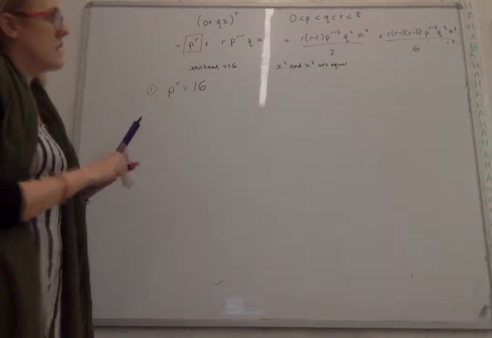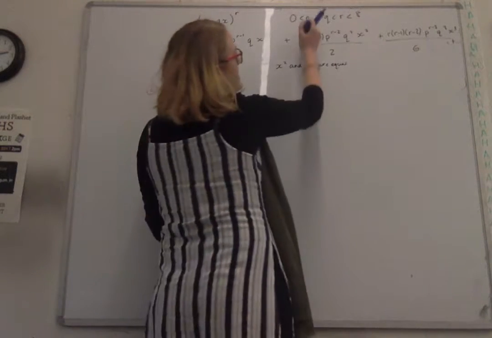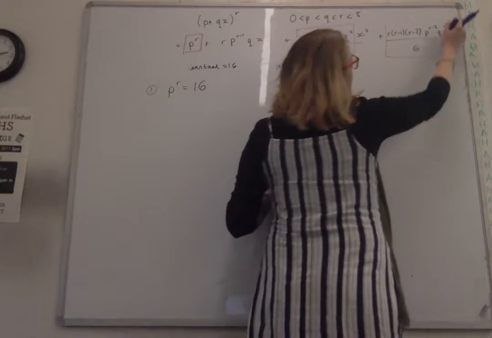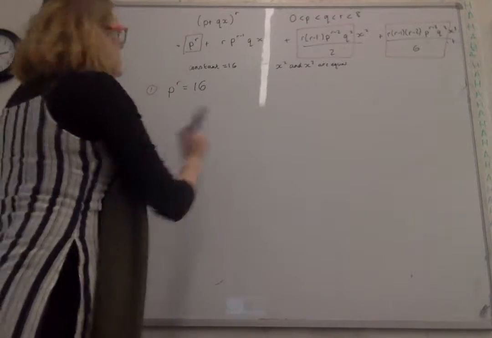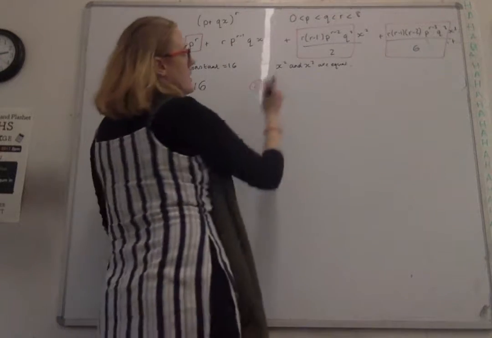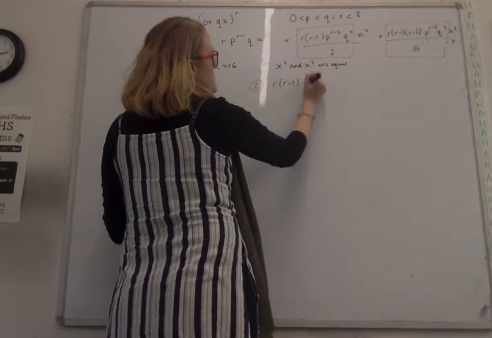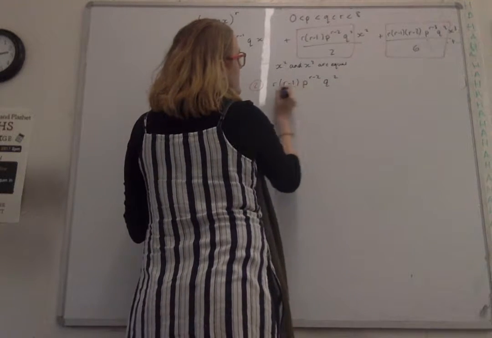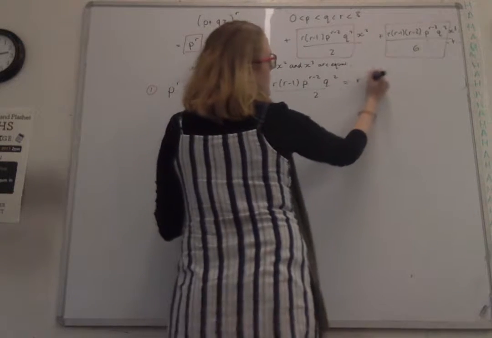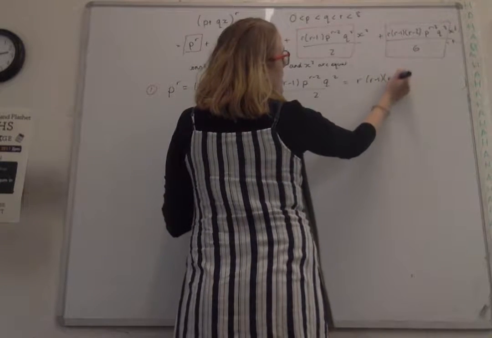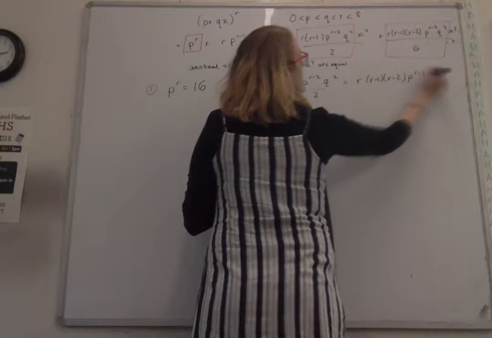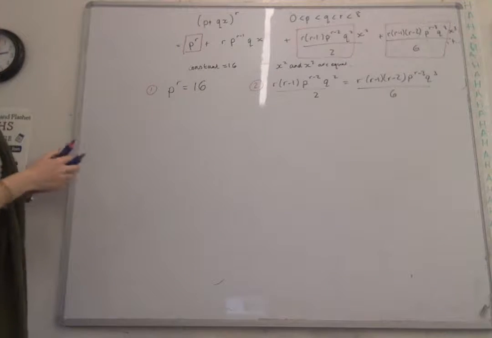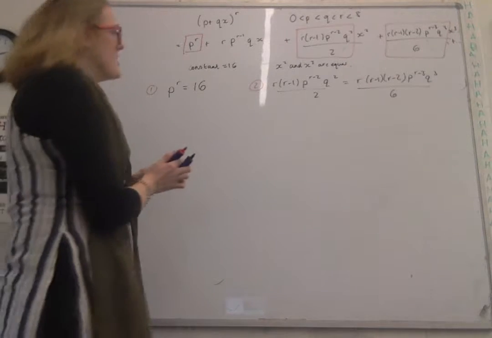We were then also told that the coefficient of x squared, so everything not including the x, was equal to the coefficient of x cubed. So we also had equation 2, which was r minus 1, p to the r minus 2, q squared, all over 2, is equal to r minus 1, r minus 2, p to the r minus 3, q cubed, all over 6. We were also told that it had integer solutions.